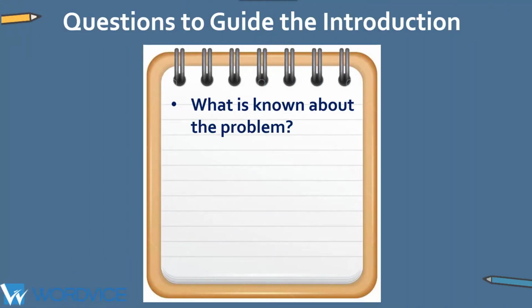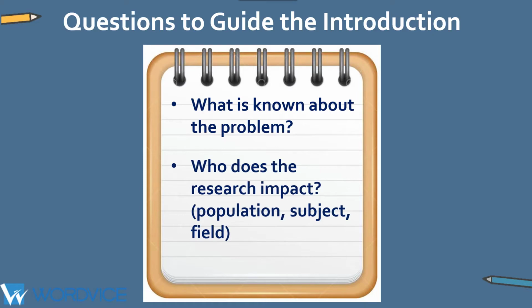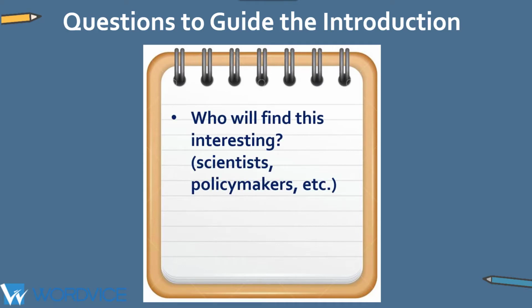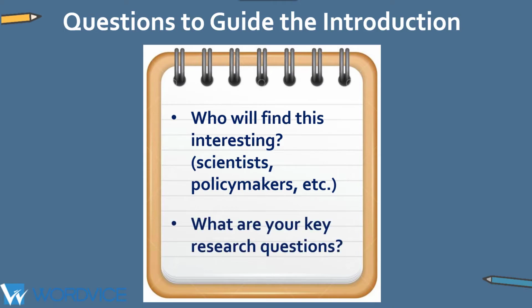What is known about the problem? Who does the research impact? What are the population, subject, or area that will be affected by your research? You can also identify who will find this research interesting, such as scientists, policymakers, or the general public. What are your key research questions?